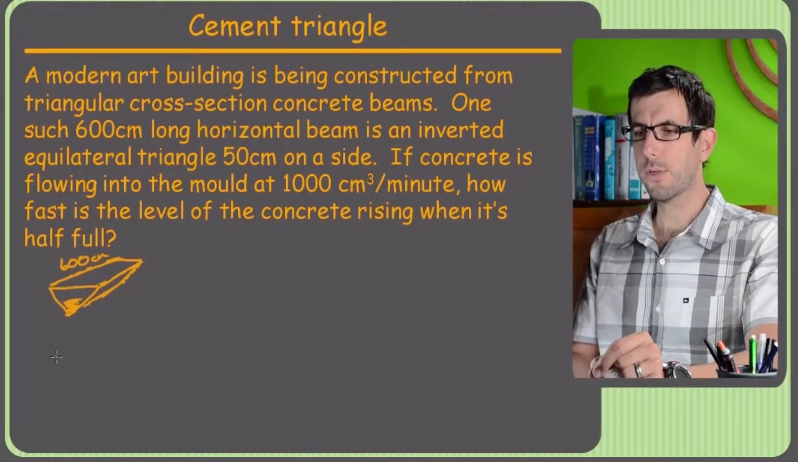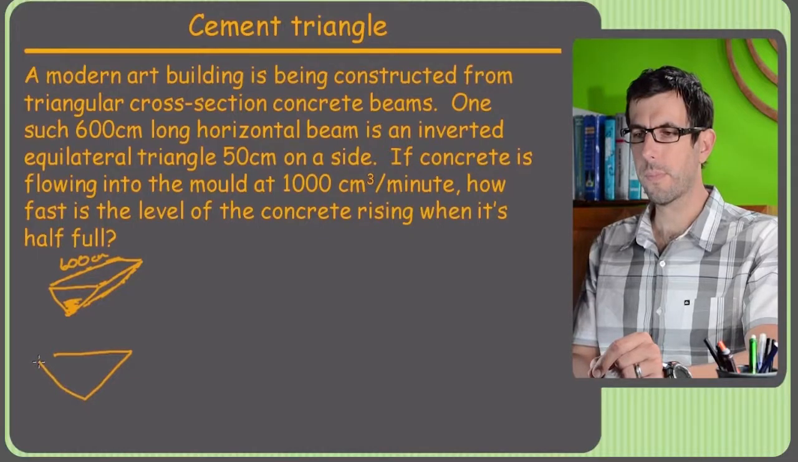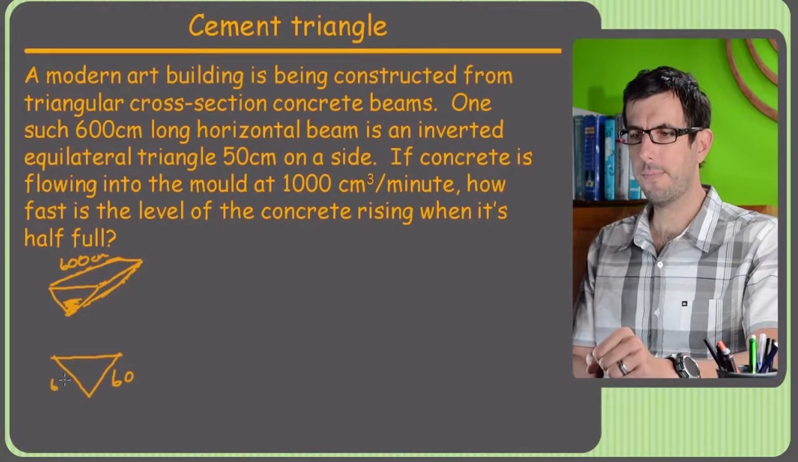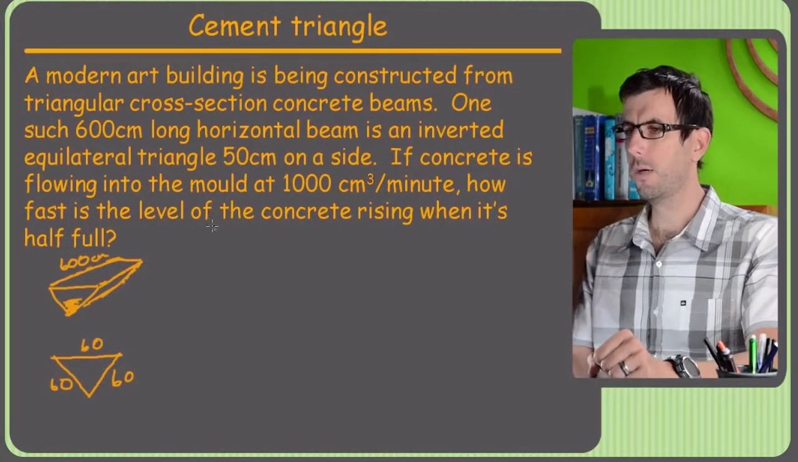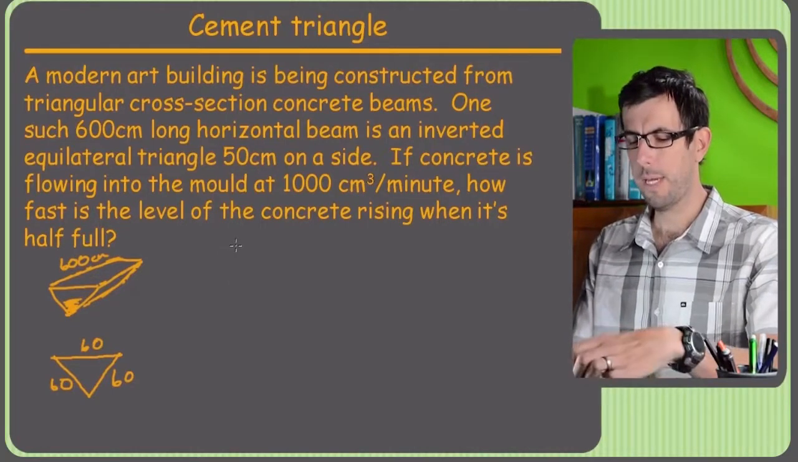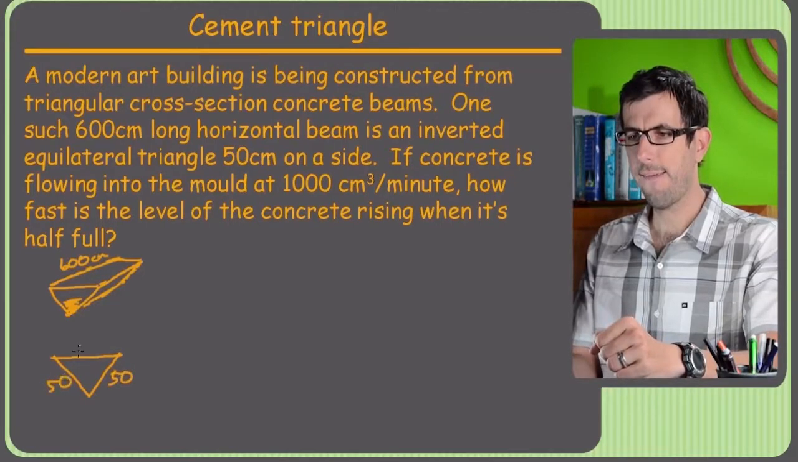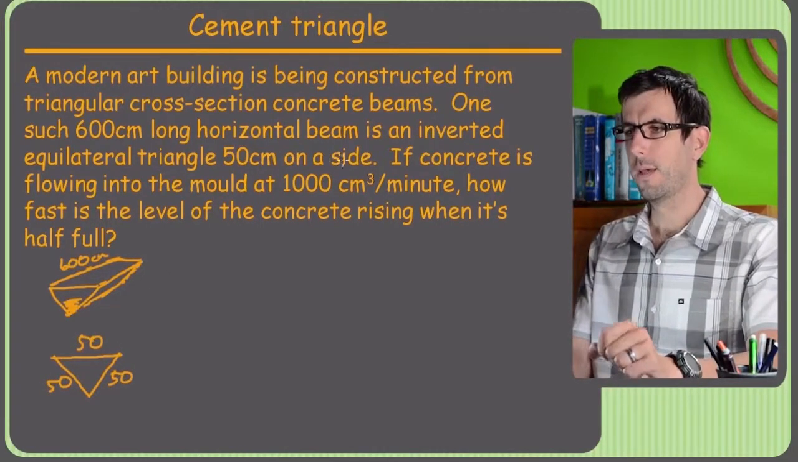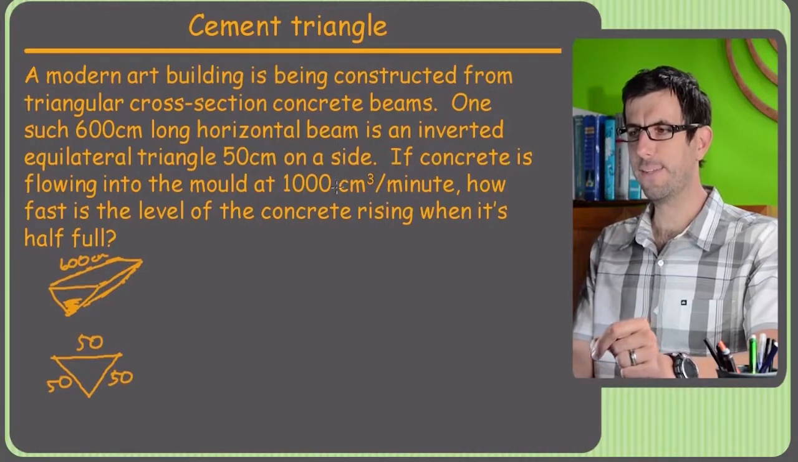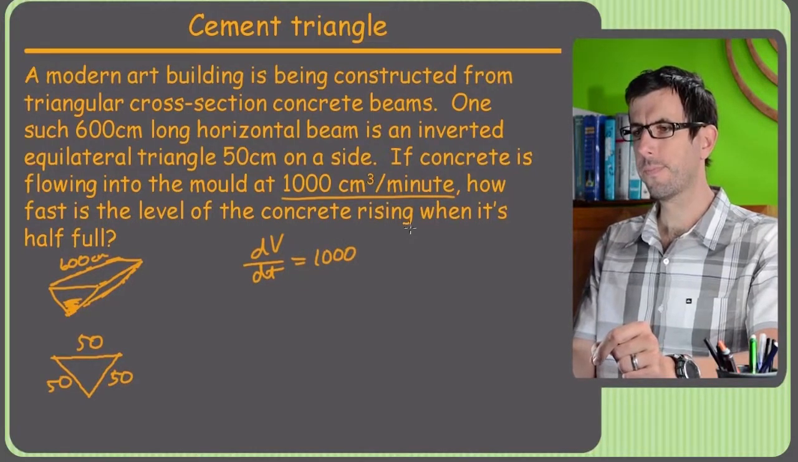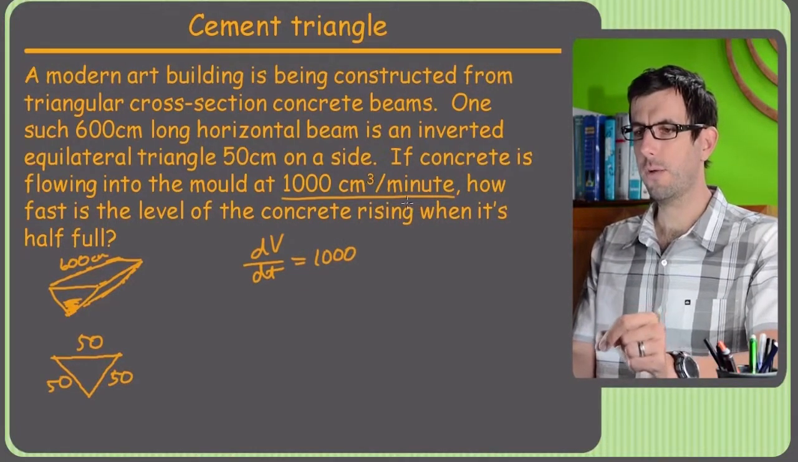So if I want to look closer, oops, it's a poor drawing. So there's 60 on a side. Alright. My bad, 50. 50. Alright, if concrete is flowing in the mold at this rate, so dv/dt equals 1,000, how fast is the level rising?